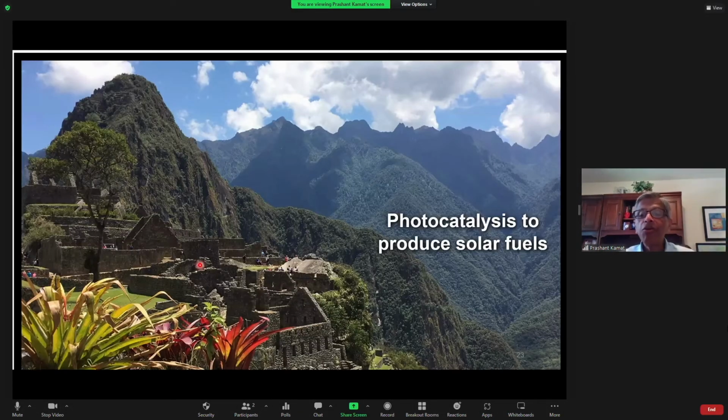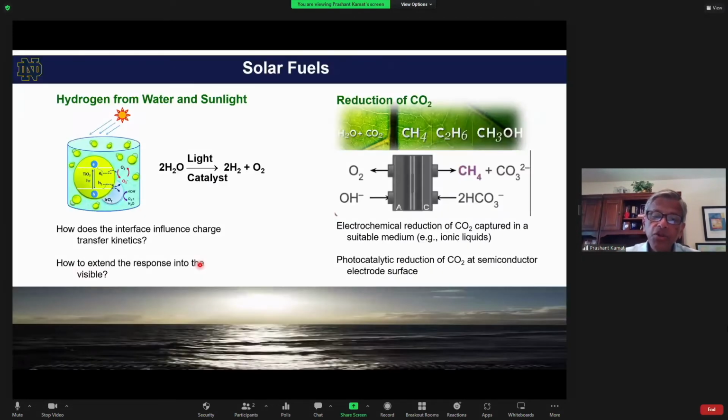Okay, so now after sharing that, in the next part I will focus on the electron transfer process. This now has a major thrust in many different research programs: to make solar fuels, either to make hydrogen or to reduce CO2 into some kind of value-added chemicals.